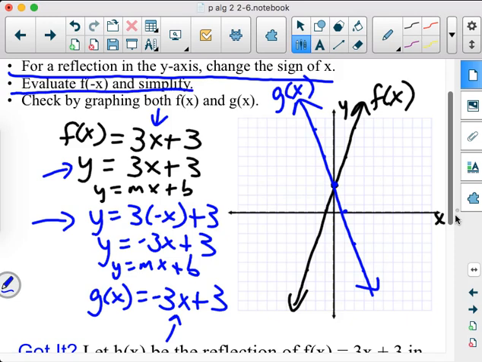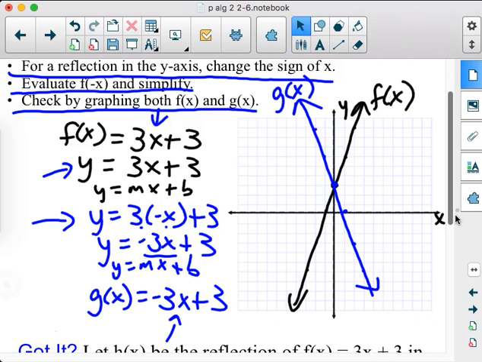Evaluate it and simplify. Well, I didn't want to leave that there. 3 times negative x looks incredibly goofy. I have to simplify that to negative 3x. And then, like it says, check by graphing to make sure that you have something that's giving you a reflection in the y-axis. So I go back to my graph and I think, yep, look at that, equal but opposite on the other side of the y-axis. So yeah, that's my reflection.